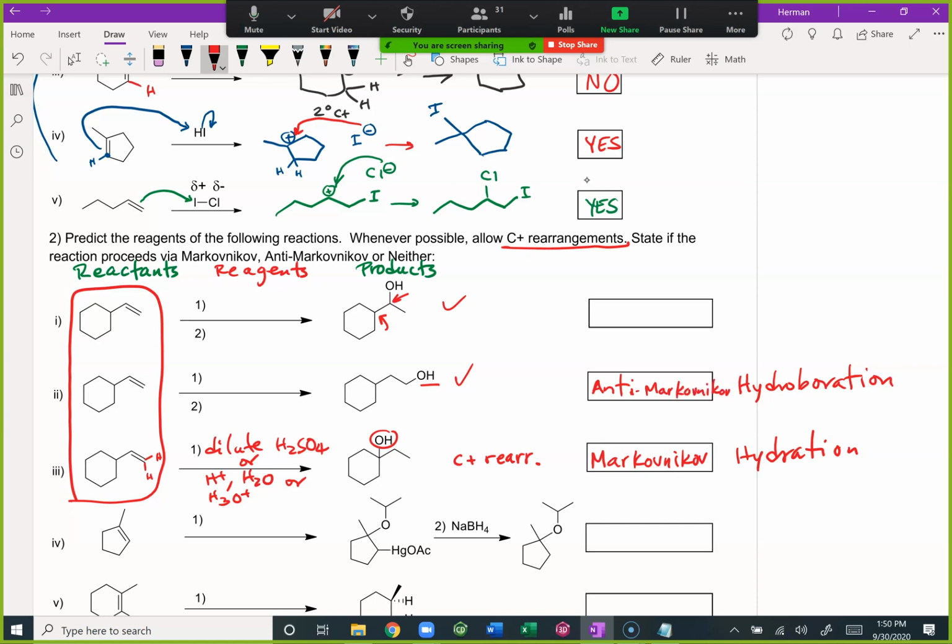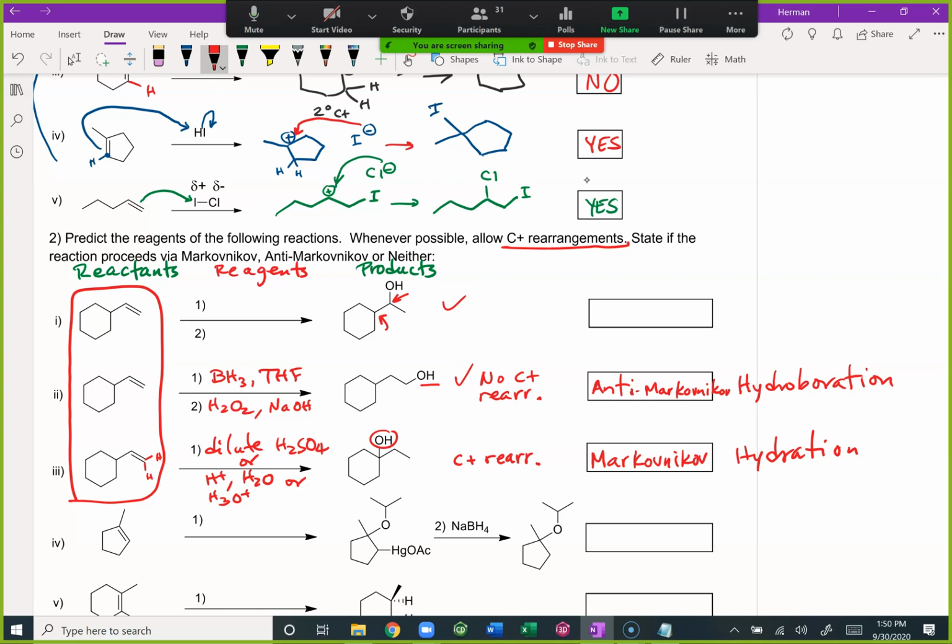Anti-Markovnikov. What would be the reagents for this? Well, Jeff gave them to me earlier. BH3 in THF, hydrogen peroxide, do not drink that, and sodium hydroxide. Are there rearrangements on this here? No. No carbocation rearrangements. I'm just going to put like that, rearrange.